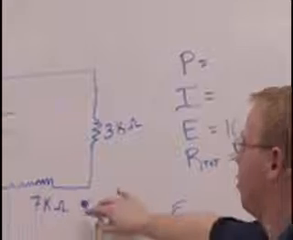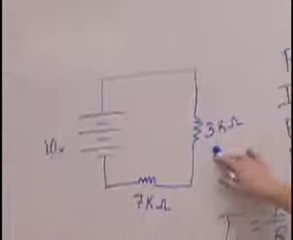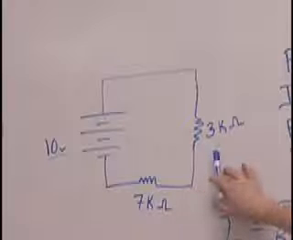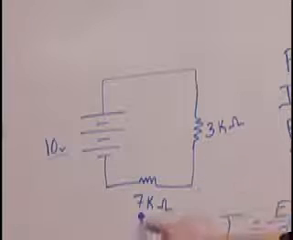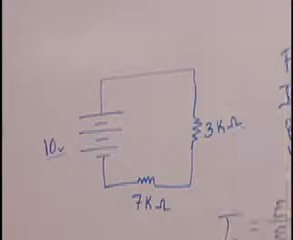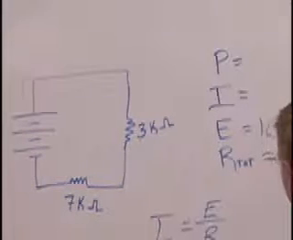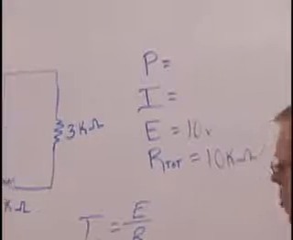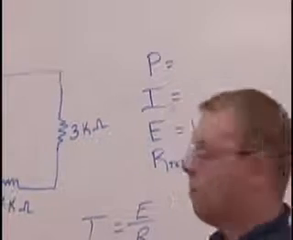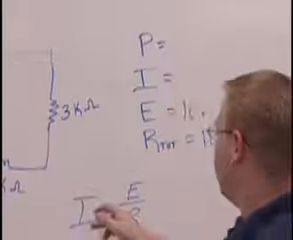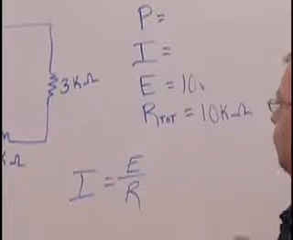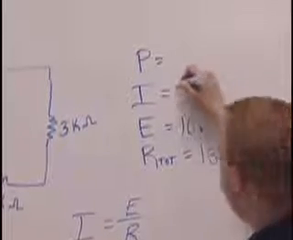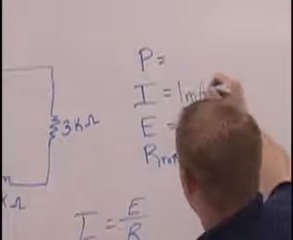The next thing that we're going to do is add up the resistance to find the total resistance in the series circuit. Since it's a series circuit, we just add up the resistance, so we have 7,000 ohms and 3,000 ohms, so our total is 10k ohms. The next thing is to find the current. As we know from previously stated, I is equal to the voltage divided by the total resistance. So we have 10 volts divided by 10,000 ohms, and you get 1 milliamp.